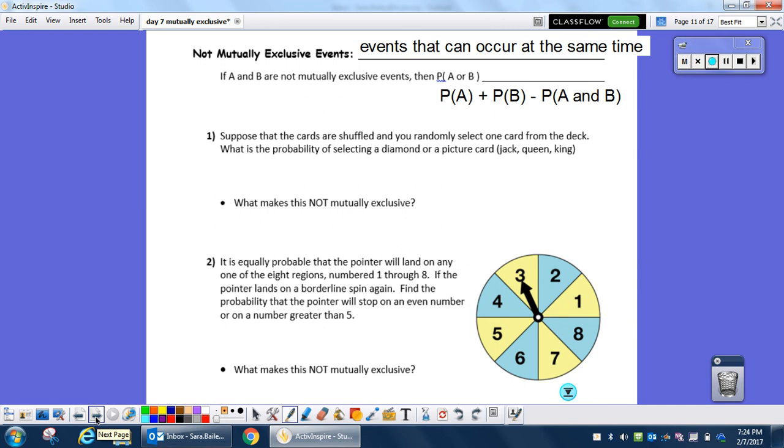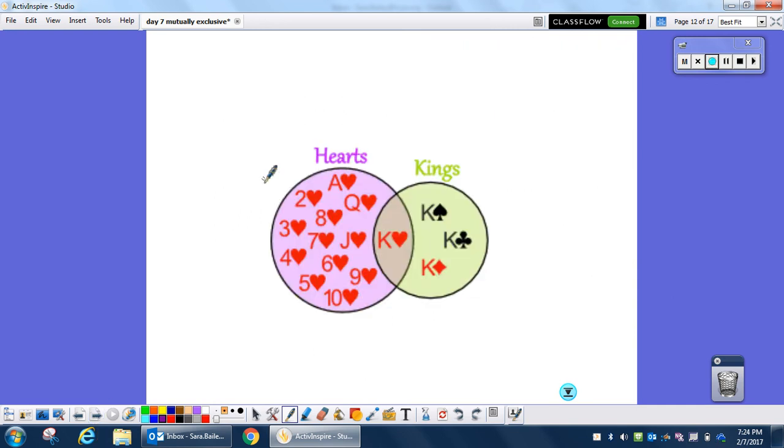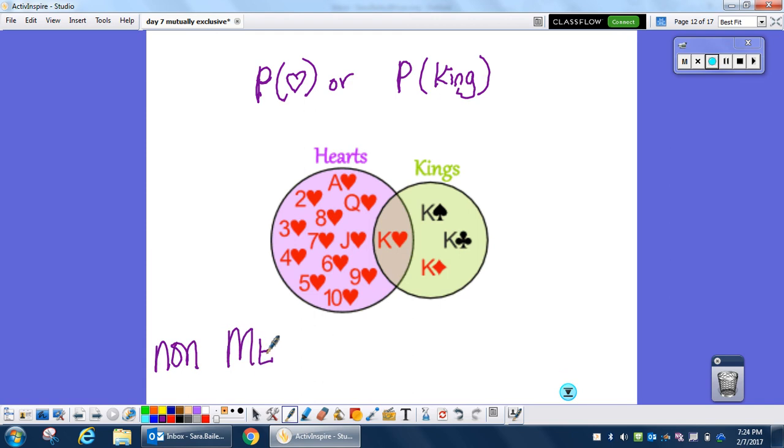So here's some not mutually exclusive events. The probability of getting a heart or the probability of picking a king. So this can happen at the same time because you could be the king of hearts, which means you are a heart or you're also a king. So this could happen at the same time. So I might abbreviate this non-ME.